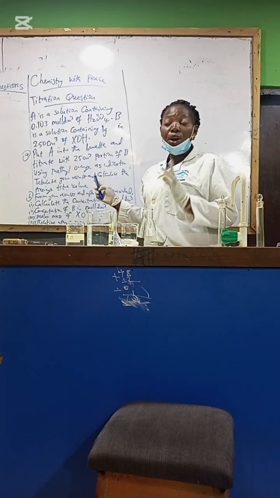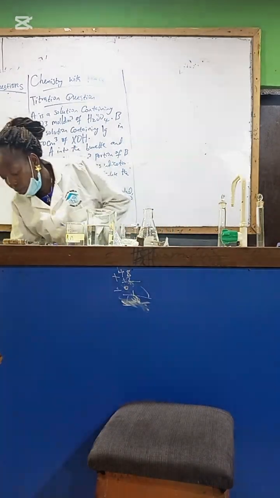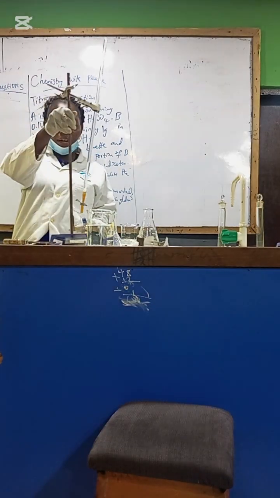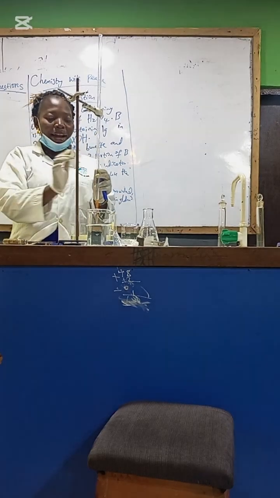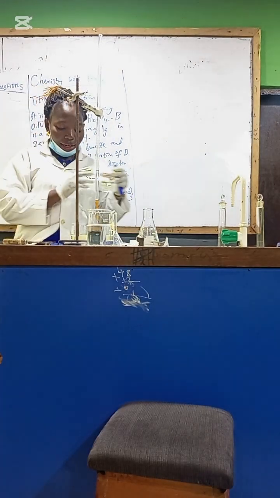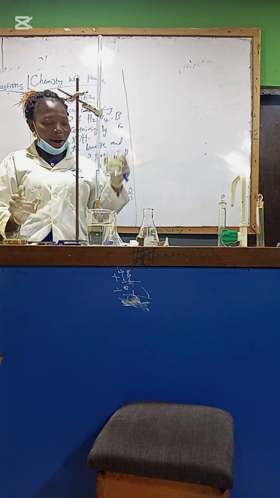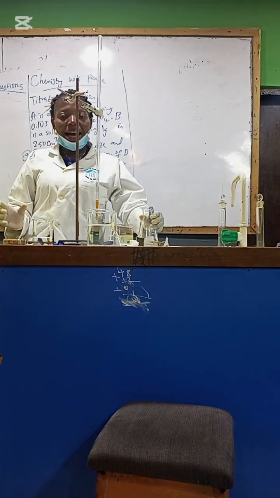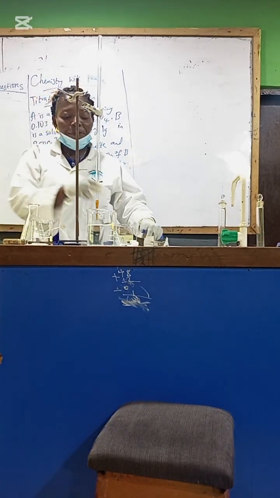To solve this question, we are going to start with titration. For the titration, here is the apparatus. This is a retort stand, a burette, a beaker containing the base labeled B, and then our acid labeled A. We have our conical flask. Then we have our funnel.